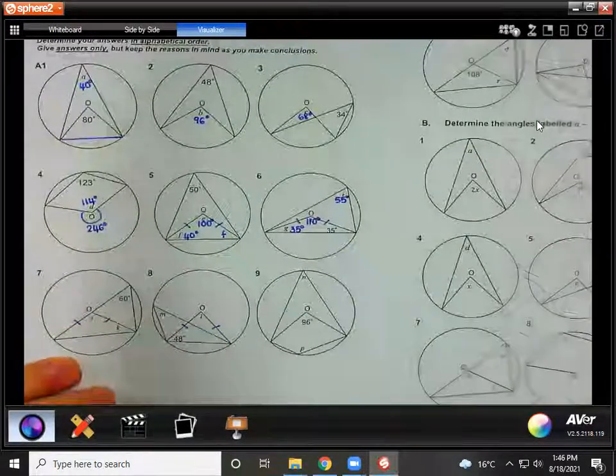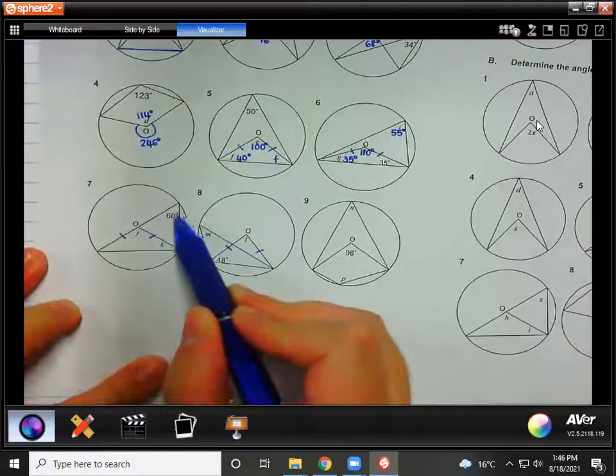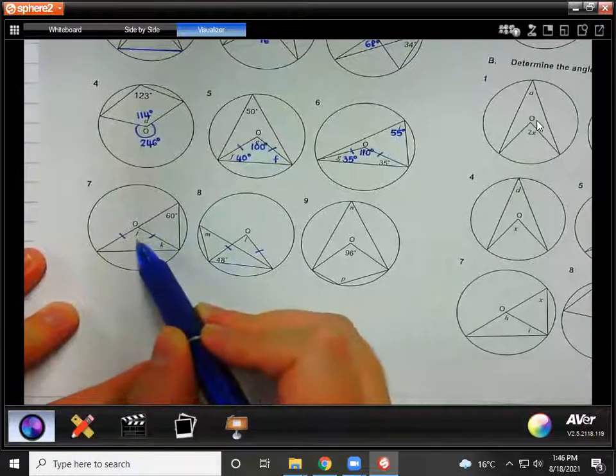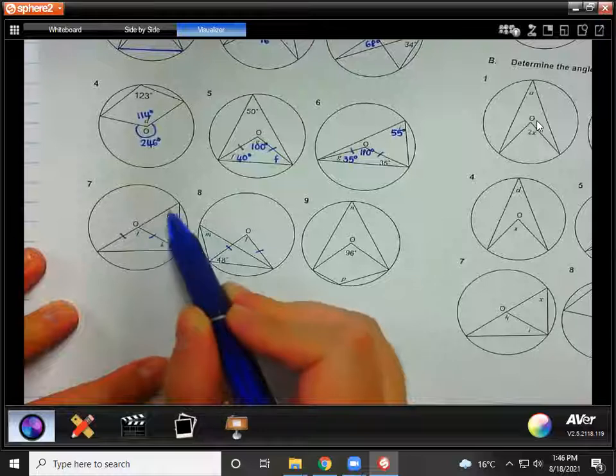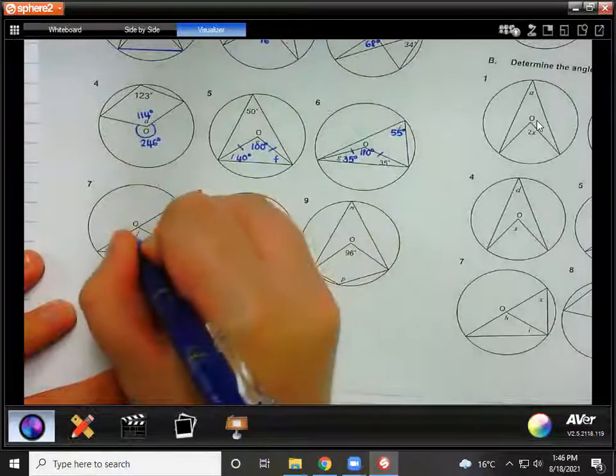Okay, number 7. We have the angle at the circumference. So what is the angle at the center going to be? If that one is 60, this one is 120. Good, double 60.